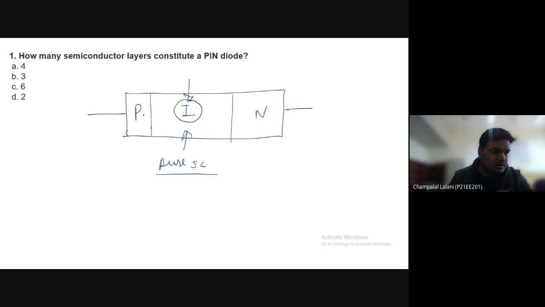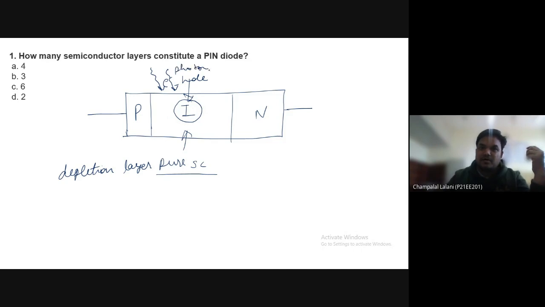Sir, because it can generate maximum electron hole pairs. Yeah, the correct answer. The intrinsic layer is introduced to increase the size of the depletion layer, and the larger the depletion layer, the larger the number of electron hole pairs that will be generated when a photon is incident on it. So this is the working of the pin diode, and this is the reason why the intrinsic layer is there and why it is bigger in size compared to P and N.